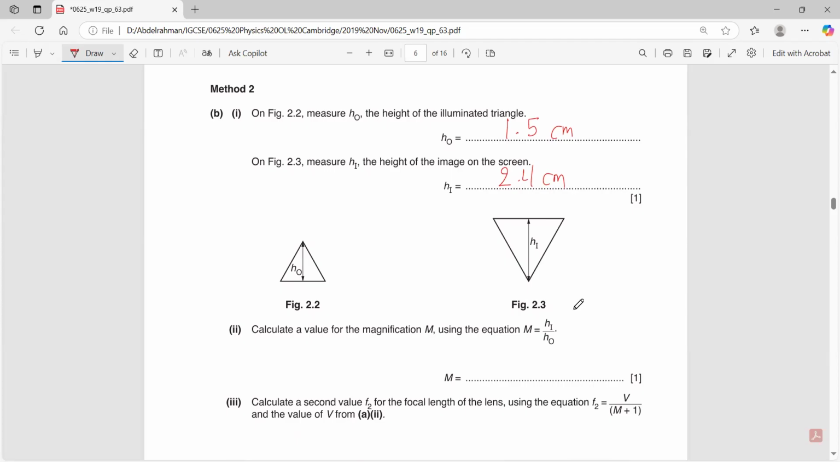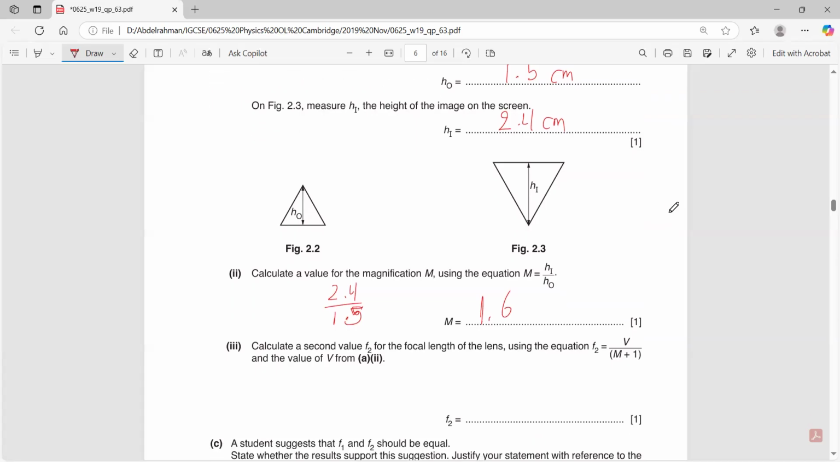Can I find the magnification? hi over h0. Yes, 2.4 divided by 1.5, which is 1.6. Should I write down a unit? No, you cannot write down a unit. This would be completely wrong. Why? Because this is a magnification factor. It's a ratio, so there's no unit. You cannot use a unit in this ratio.